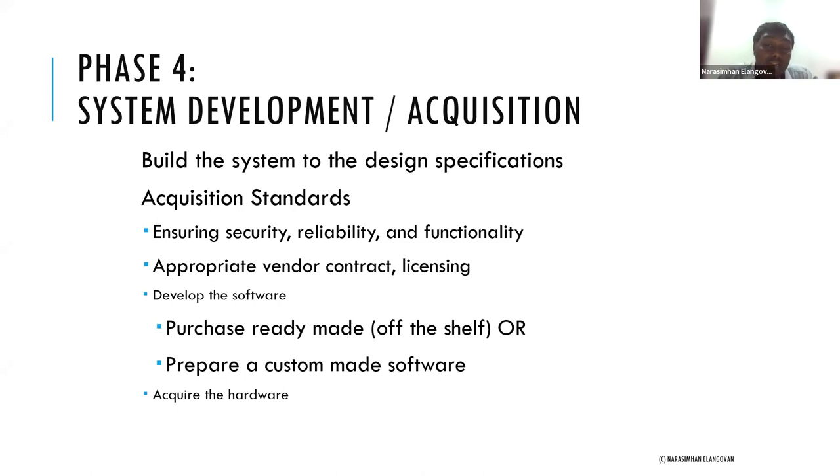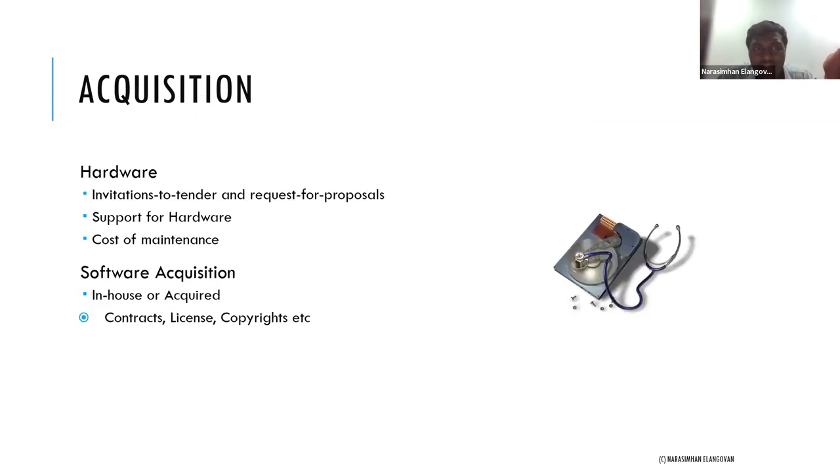And then comes system development and acquisition, right? Now that you have done all of this, the question is whether you want to go and acquire an existing property or you want to develop the system, you want to start from scratch. So build the system to the design specifications. Here, very important, you need to define what is called the acquisition standard. Security, reliability, functionality, what is the vendor? How do I contact the vendor? What is the software, right? Now here you'll also define, you'll go for an RFP, request for quotation. What should be the qualification of the vendor? Again, relate everything with the property construction or with your GST website, you'll be able to identify it.